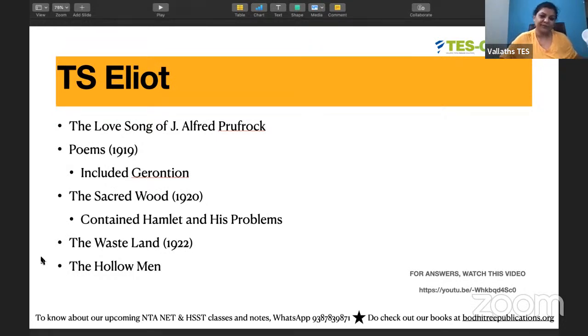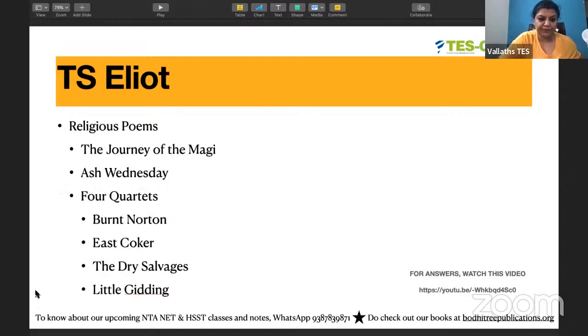T.S. Eliot wrote The Sacred Wood, which is a collection of his critical works, containing Hamlet and His Problems. Then he published The Waste Land in the Criterion. After The Waste Land came The Hollow Men. If anybody is not seeing clearly, just increase your resolution.